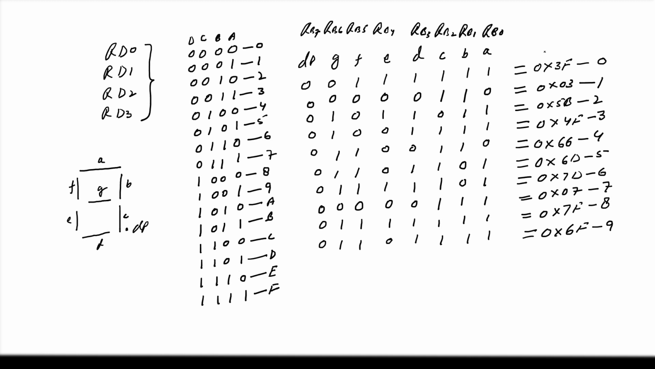So here we have found the equivalent hex numbers to display the decimal number on 7-segment display, and here we have the equivalent hex numbers. So we'll use these equivalent hex numbers to display the decimal number on 7-segment display.